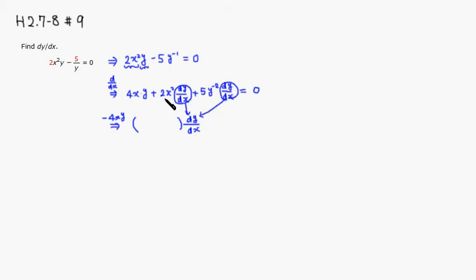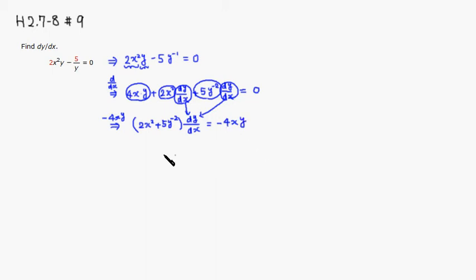Then what's left is 2x squared. So I'll write 2x squared, then plus 5y to the -2. Then since we subtract 4xy, this guy is canceled out, and you're going to have negative 4xy.